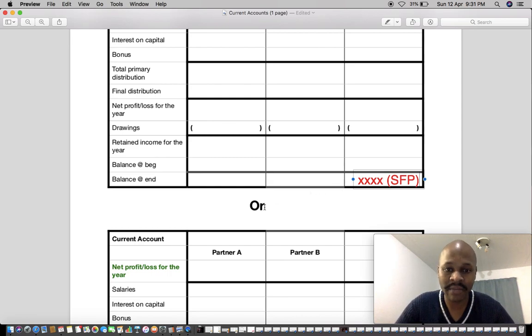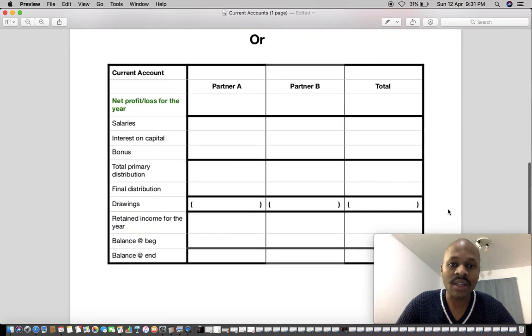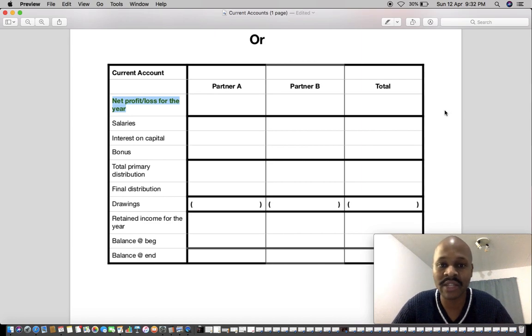Then I just want to wrap up with one point I want to bring to your attention. This is the alternative format you can follow. With the first format, right below your final distribution is your net profit or loss, but here net profit or loss is on top. That's just the slight difference I wanted to draw to your attention. But it really doesn't matter which format you follow as long as you know how to prepare the current account.